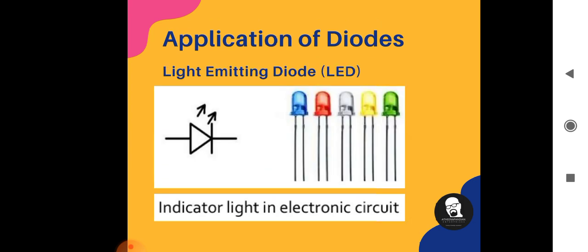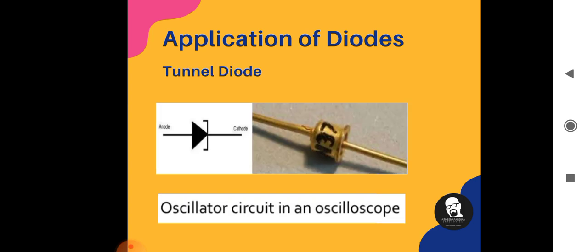Then the application of light emitting diode. This is a light emitting diode you have seen in various electronic devices like your TV remote, or as a light indicator in electronic circuits. Then it is a tunnel diode. It is used in oscillators. Oscillators are used in communication circuits where transmitters and receivers are used. Oscillator generates various types of frequency. In that oscillator circuit, the tunnel diode is used.